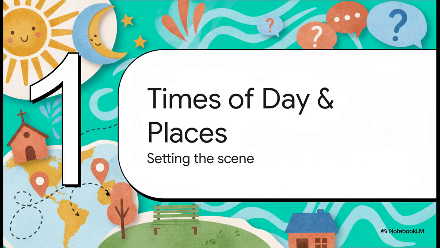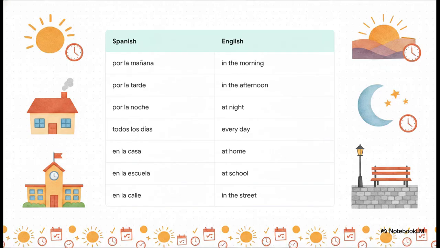All right, Section 1, times of day and places. Before we can even think about the actions we do every day, we really need the foundational vocabulary to describe exactly when and where these things are happening. Setting the scene is absolutely crucial. So let's practice our essential settings. I'm going to say the Spanish phrase, pause, say it a bit slower so you can repeat it right after me, and then give you the English meaning.